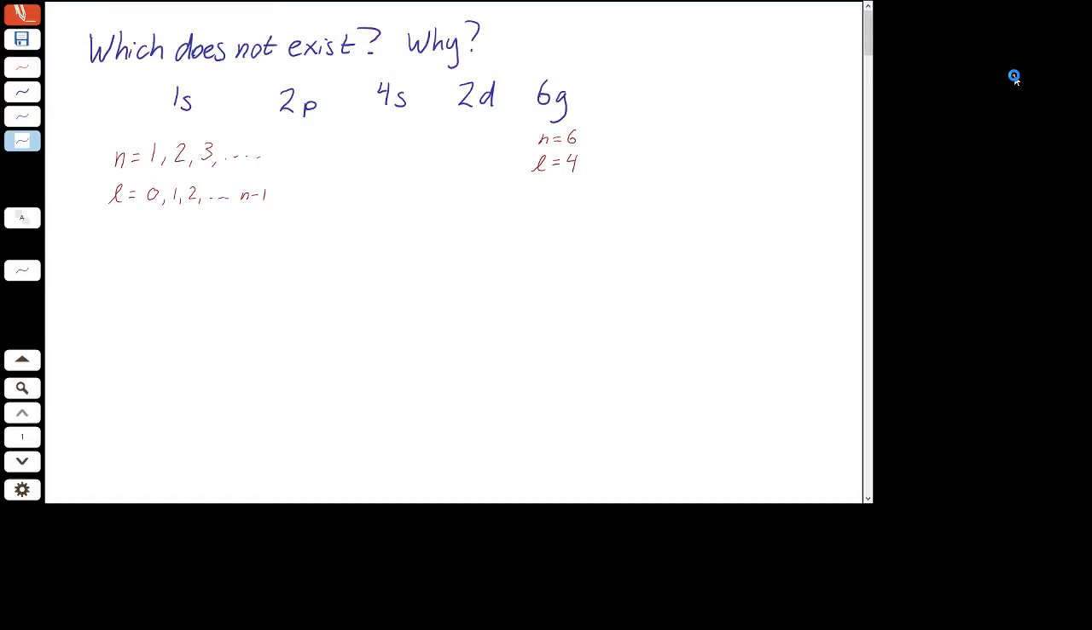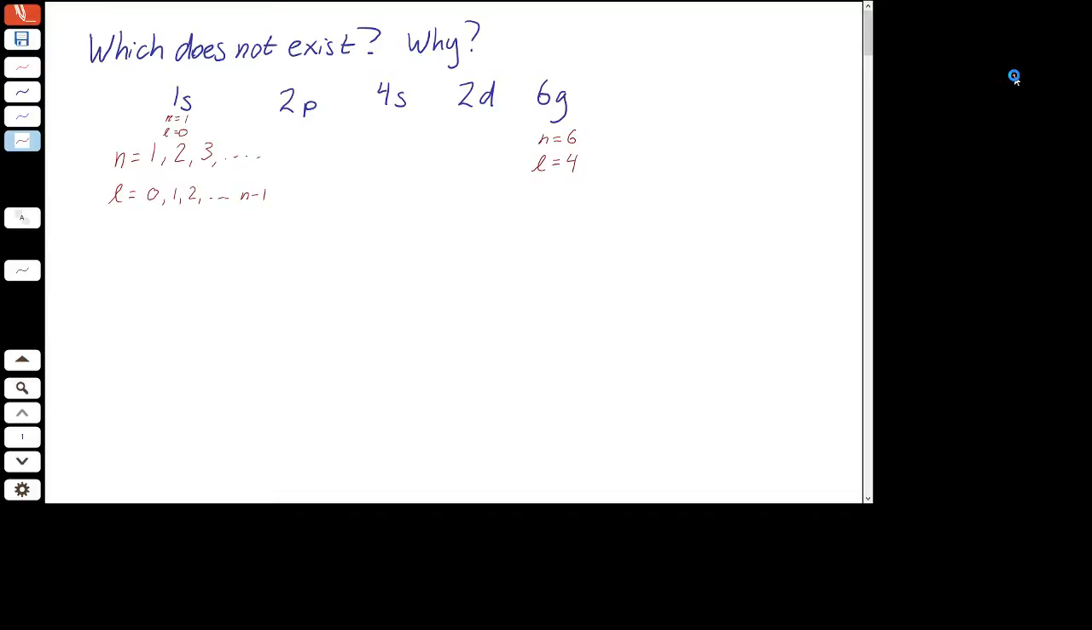We can look at these numbers for each of these, and that's really the best way to decide the answer to the question. So the 1s is n equals 1 and l equals 0. The 2p is n equals 2 and l equals 1. The 4s is n equals 4 and l equals 0. The 2d is n equals 2 and l equals 2. So now looking at those numbers, which one is clearly not possible? Which one violates the rules of which quantum numbers we can use?